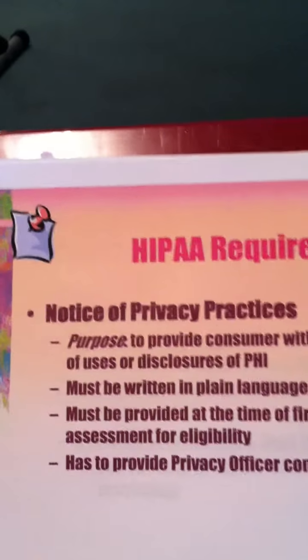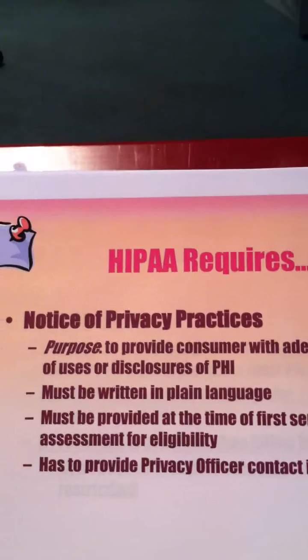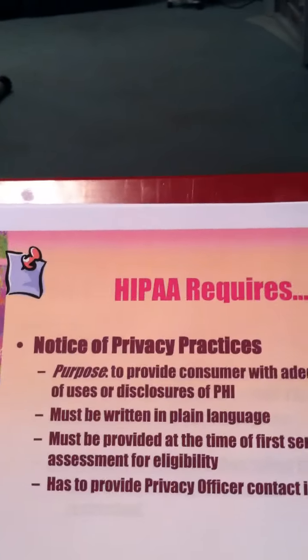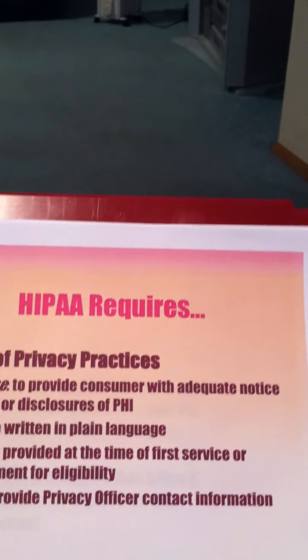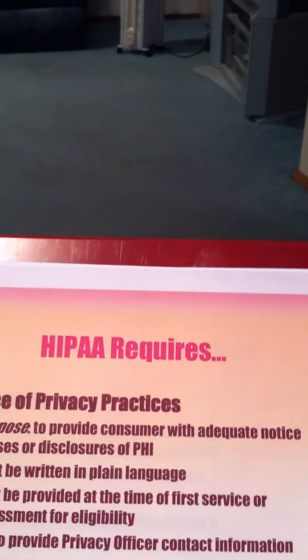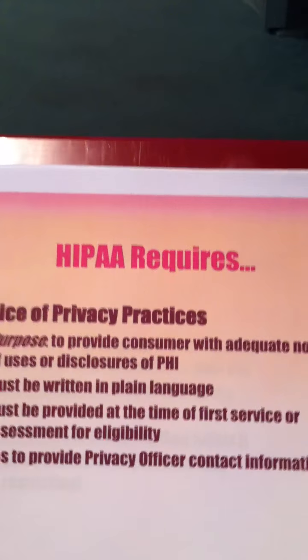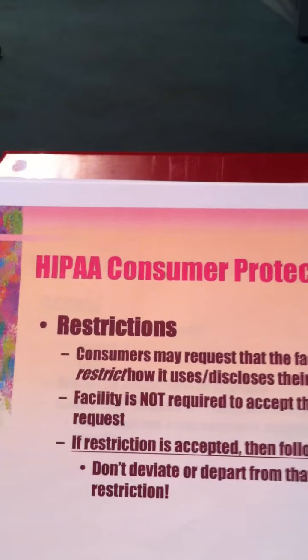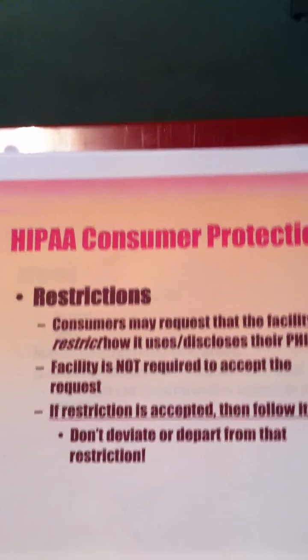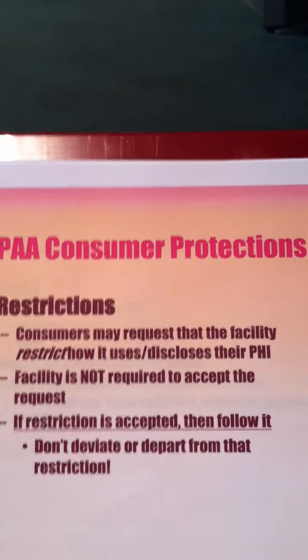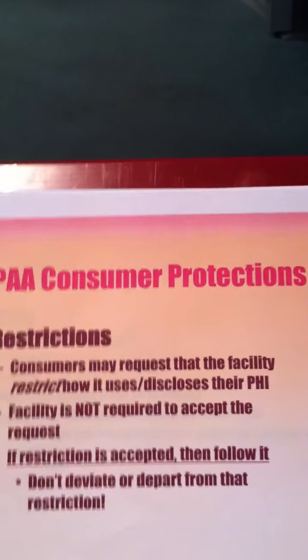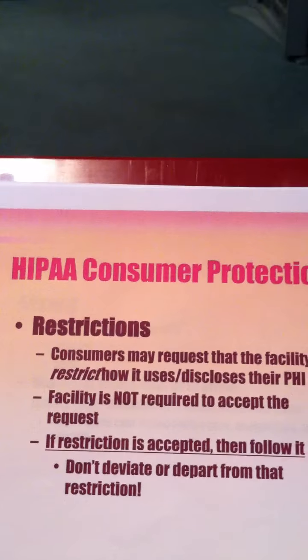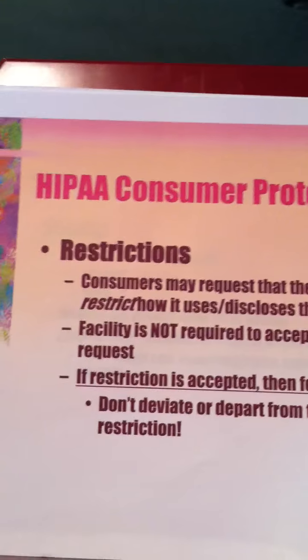HIPAA requires a notice of privacy practice to be given to the patient and signed. It must be provided at the time of first service or assessment for eligibility. They also need privacy officer contact information. Consumers can request that the facility restrict how we use and disclose their PHI. We are not required to accept the request, but if it is accepted, then we need to follow it and never deviate or depart from that restriction.